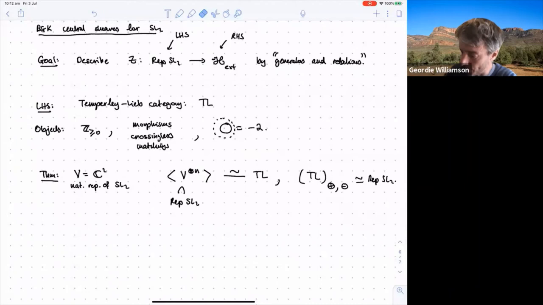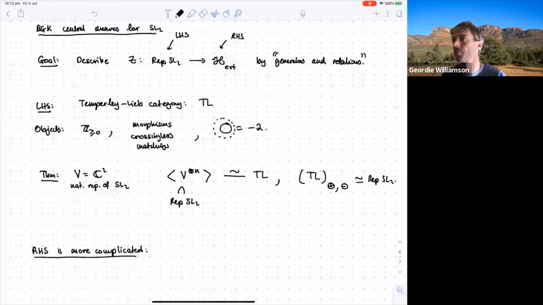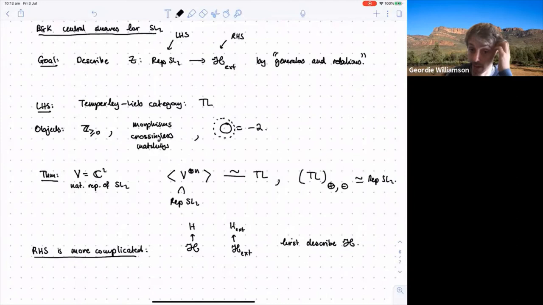So the right-hand side, this extended affine Hecke category, is more complicated. So I just want to go over that now. So we have the Hecke category for affine SL2, and this categorifies H. And then we have the extended affine Hecke category, which is categorified by H extended. Basically H extended is just H together with a little automorphism. And similarly, the extended affine Hecke category is just the ordinary affine Hecke category with a little automorphism.